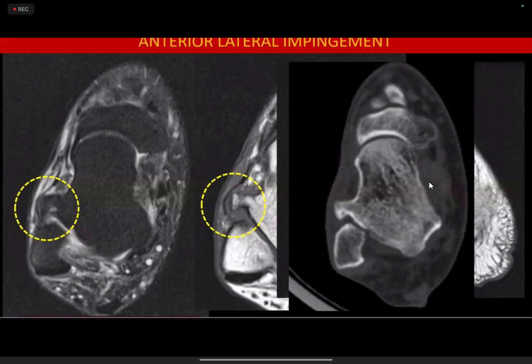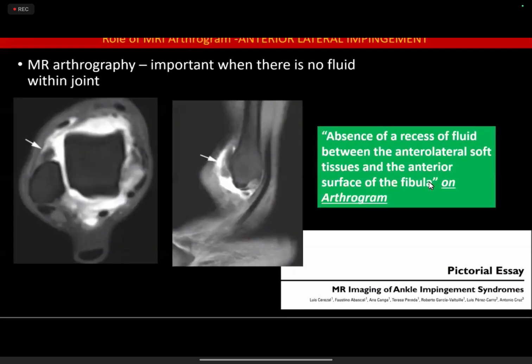So next comes the role, in the literature, of MR arthrogram. Is there any role of MR arthrogram? So MR arthrography, according to the literature, is important when you cannot see any fluid within the joint and when you are not able to make out the anterior lateral recess.